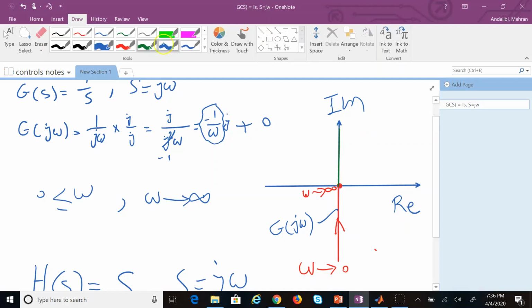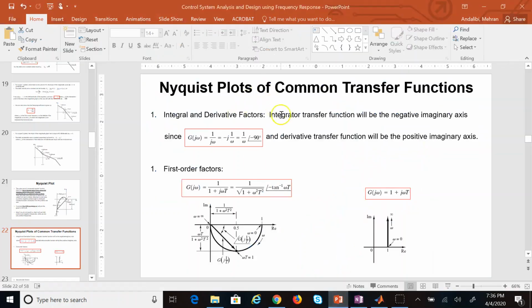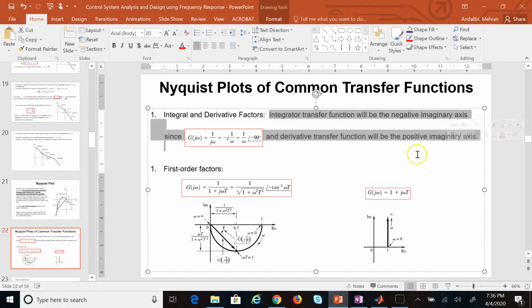Okay, and this one, this is where omega goes to infinity. This is where omega is 0 for the green curve, and this is H of j omega. So the positive part of the imaginary axis is a derivative, right? And that's what you can see in the lecture. So this is a derivative or integrator.